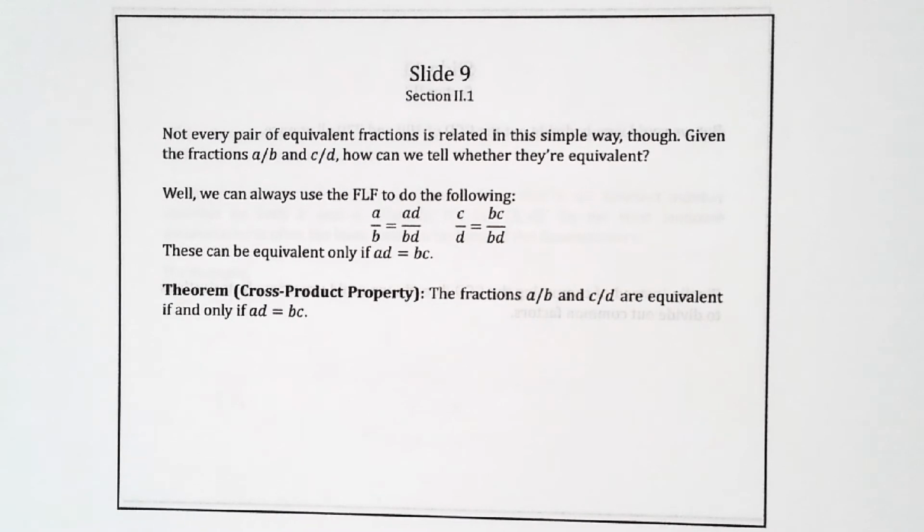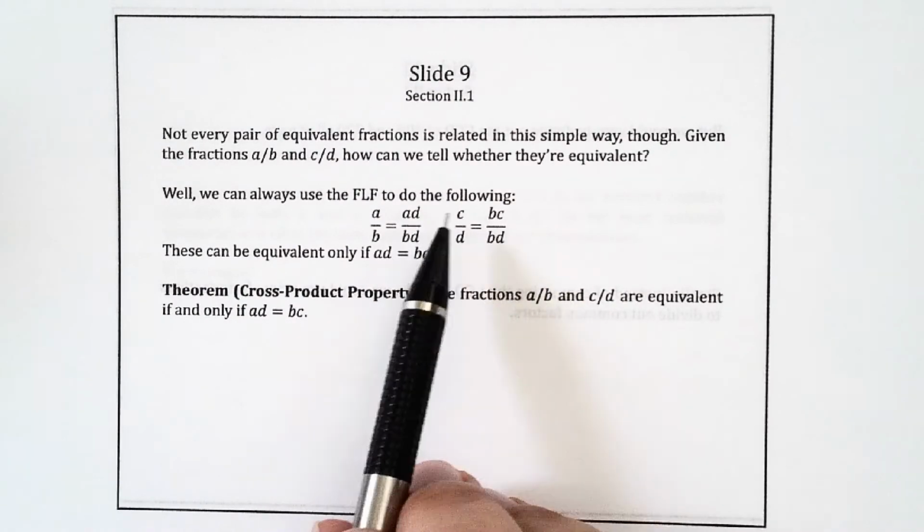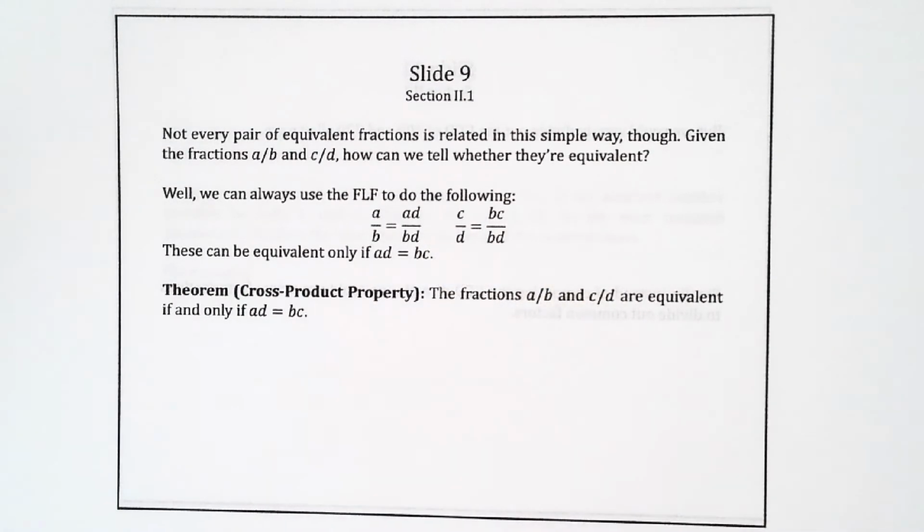So we can use the fundamental law of fractions to write a over b as ad over bd and c over d as bc over bd. Those are equivalent if and only if the numerators are the same. Because the denominators are equal, the fractions are equivalent if and only if the numerators are also equal.